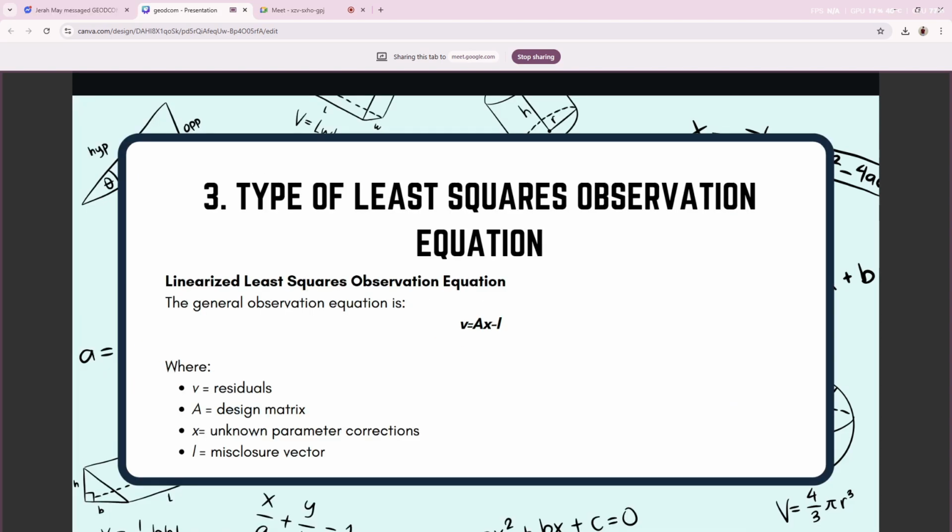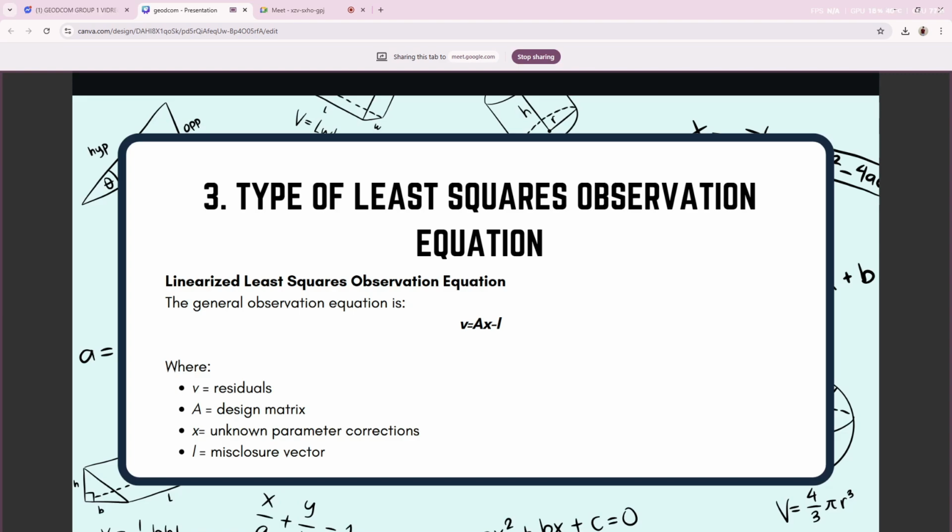The type of least squares equation used is the linearized least squares observation equation. So, as we all know, this is the general equation where V represents the residual vector, A is the design matrix, and X represents the unknown coordinates.